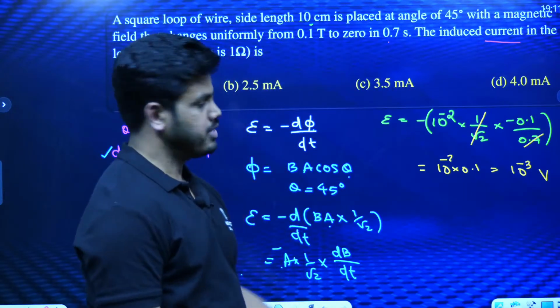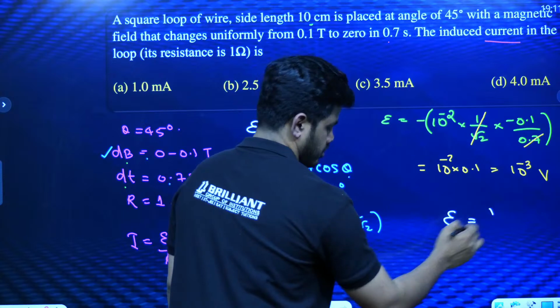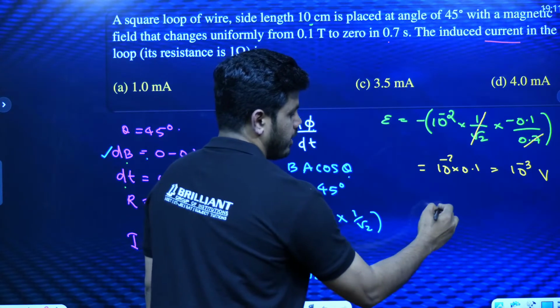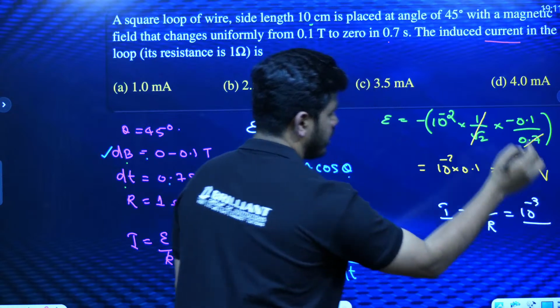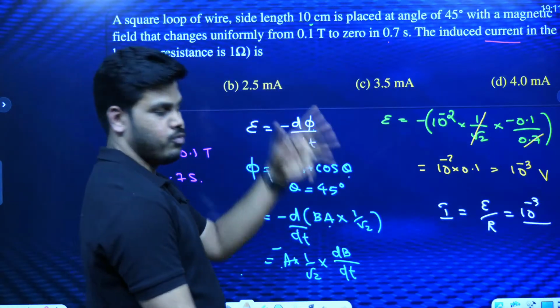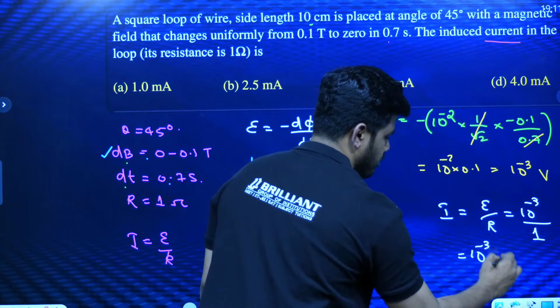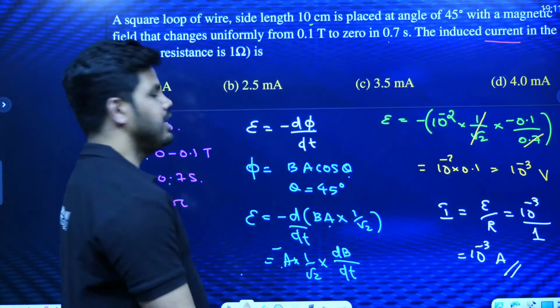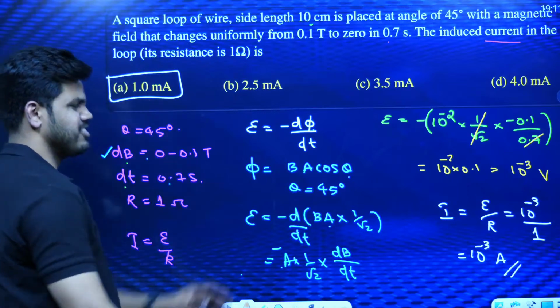This is the EMF induced. Now we can go straight to the current. Current is the final answer. I is equal to E by R. What is your EMF? 10 raised to minus 3. What is your resistance? 1 only. So nothing more to calculate. Current is going to be 10 raised to minus 3 ampere, which is actually 1 milliampere, and that is our option A. Right? So that was a detailed discussion.